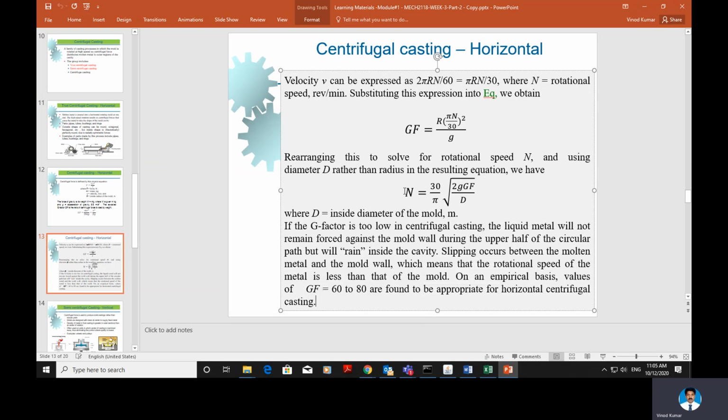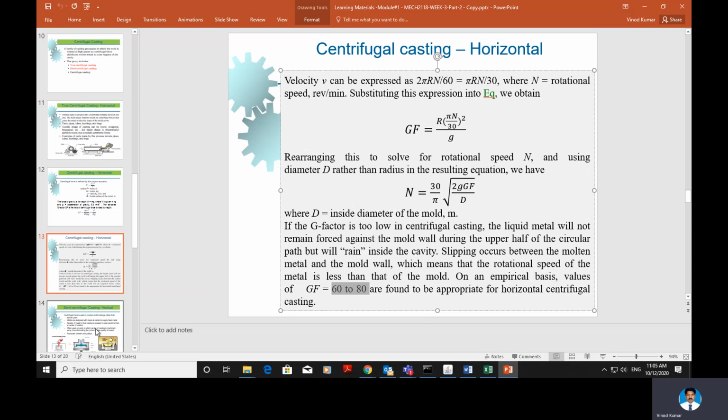So one thing we need to understand is the minimum speed required for centrifugal casting is (30/π) times the square root of 2g·GF divided by d. G factor must be between 60 to 80. If it is too low, then the metal will not remain forced against the mold wall. We will not get a perfect casting.